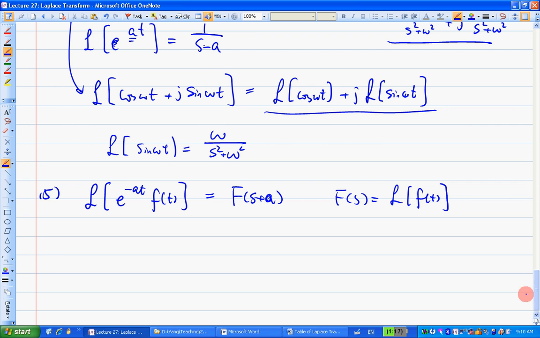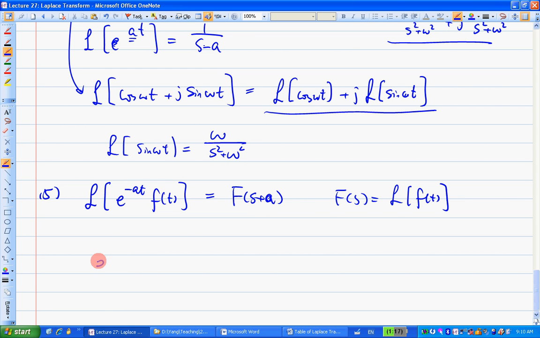In the lecture notes, I showed you the proof of this. So when you multiply f of t with the exponential function e to the power negative at, the corresponding Laplace transform is F of s plus a. So when you multiply this, you don't really have to calculate it. What happens is just that you're shifting this to the left by how much? By a, right? That's what happens here.